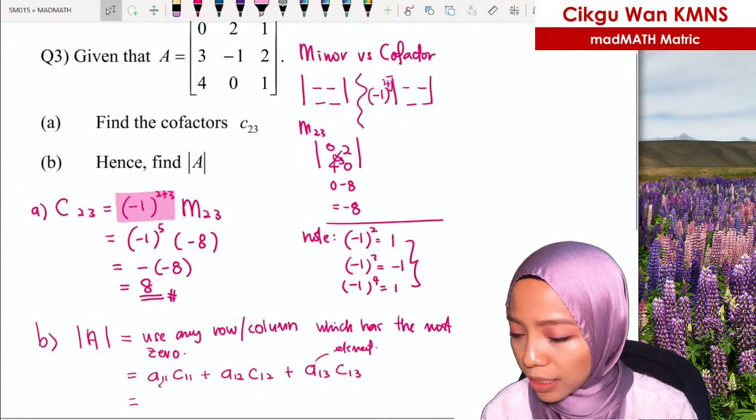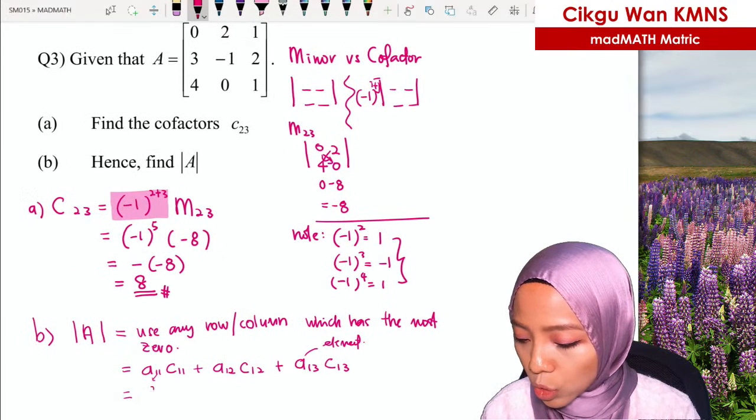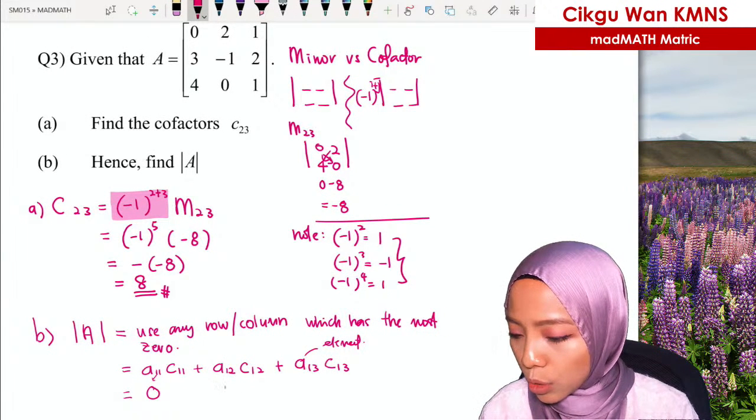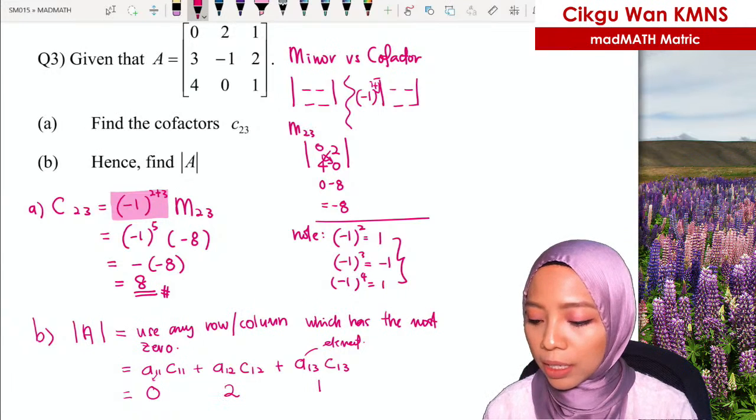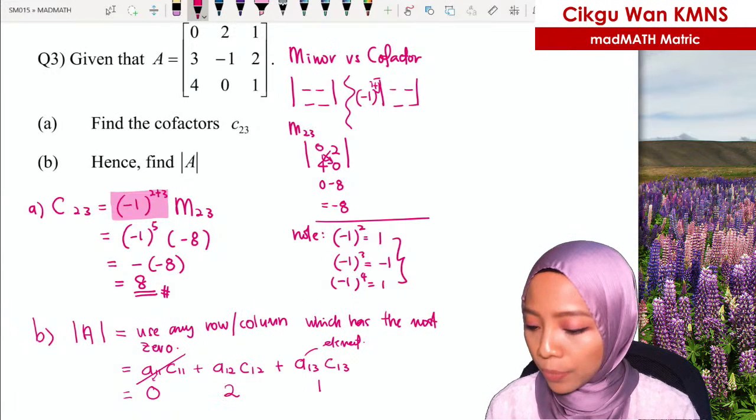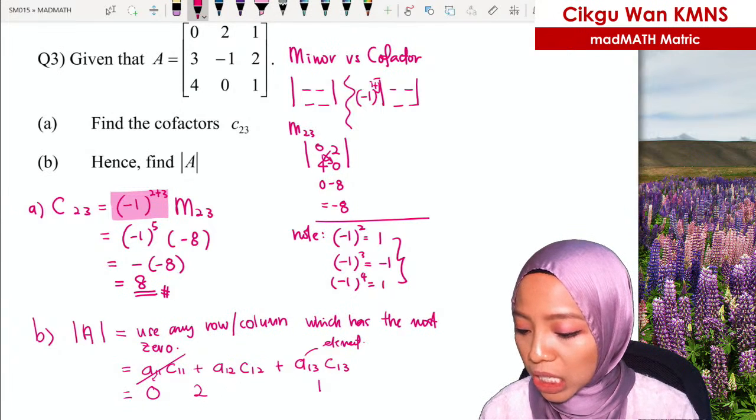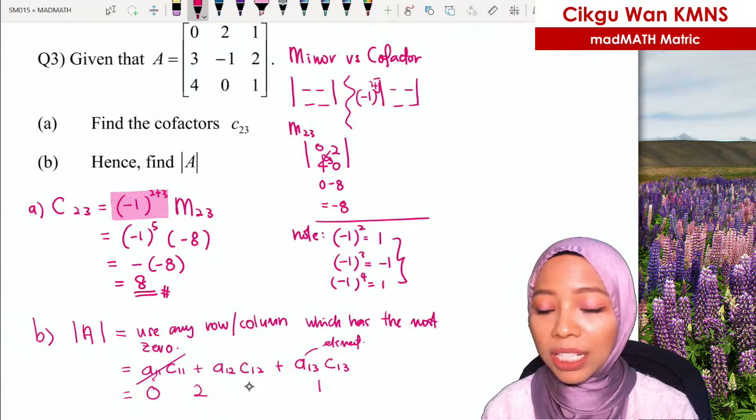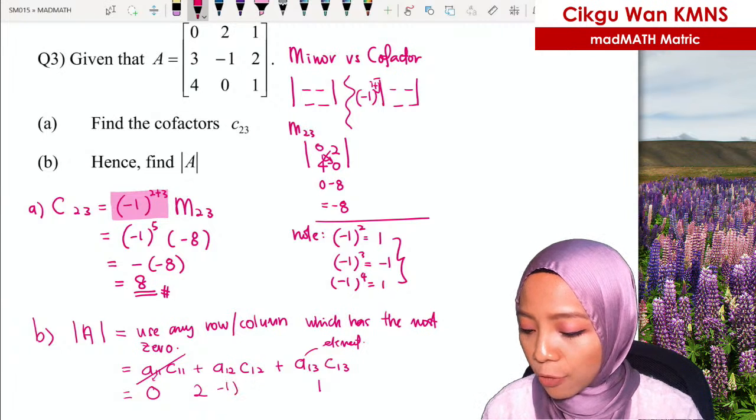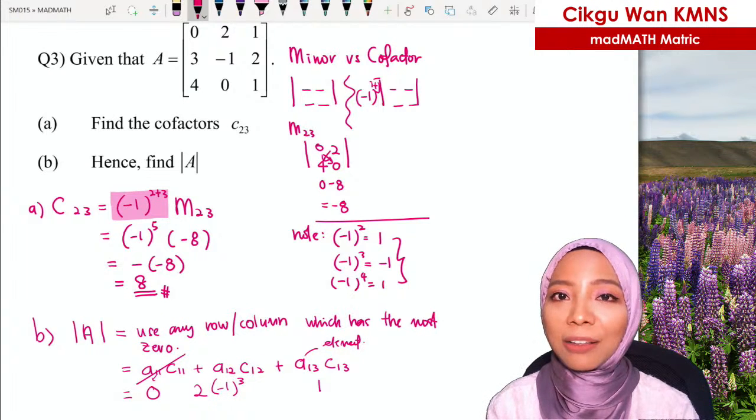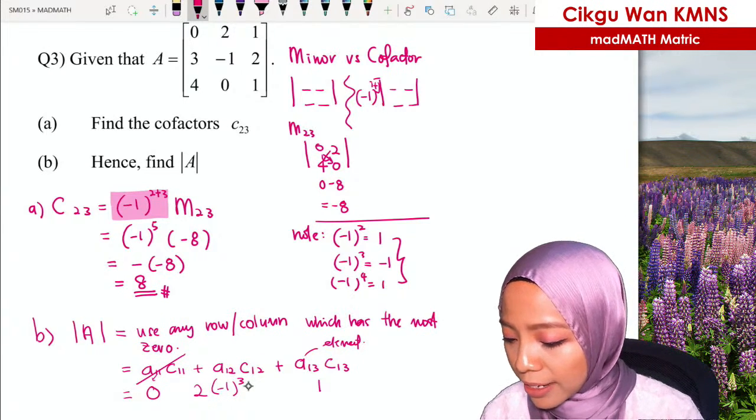Okay, cikgu zoom out sikit for the moment. Untuk A11 tu adalah kosong. And then A12, 2 and then 1. So ini kosong, tak payah masukkan lah nanti. Okay, 2 ni anjak sikit ke sini. Okay, so now kita nak masukkan C12. C12 ni adalah apa? Negative 1 to the power of 3. Okay, and then the minor.